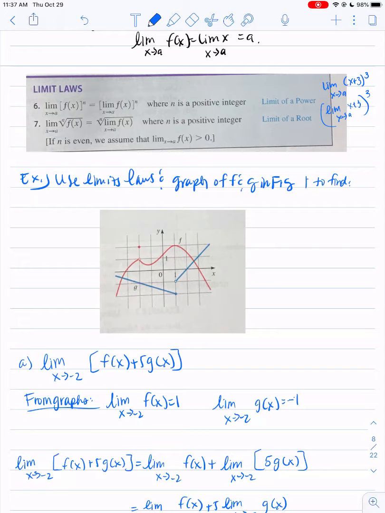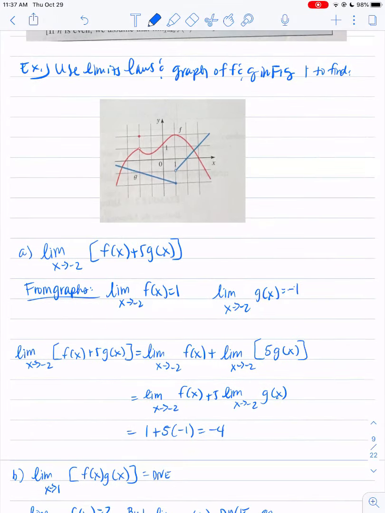And then the limit of the root is the same thing as the power, but our root is just a fractional power, basically. So the limit as x approaches a of the nth root of f of x equals the nth root of the limit of f of x. If n is even, we're assuming that the limit as x approaches a of f of x is greater than 0.